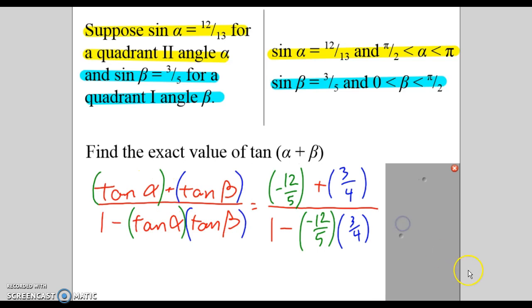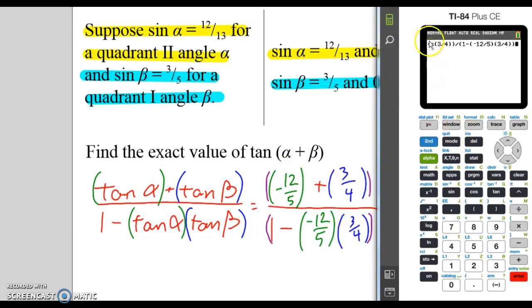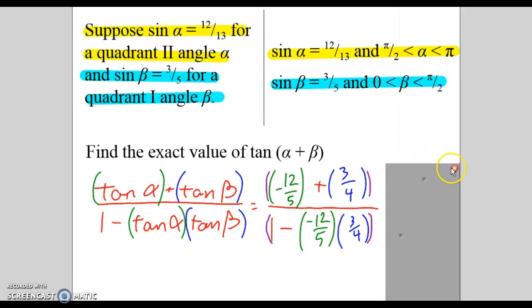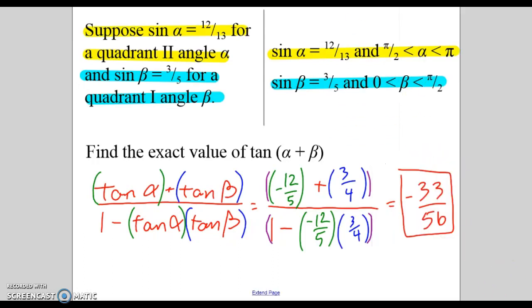And when I do that, I get the following. And now, believe it or not, you can type all that into your calculator at once. Just be careful when you're typing it in. I would recommend doing it all at once, but putting an extra set of parentheses around the numerator and then an extra set of parentheses around the denominator when you type that all in. And when you type it all in, it looks something like that. Press enter, you get a decimal. Use MathFrac to change back into fraction, and that is negative 33 over 56. So there's your answer.